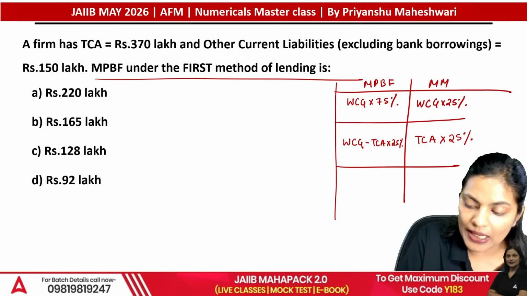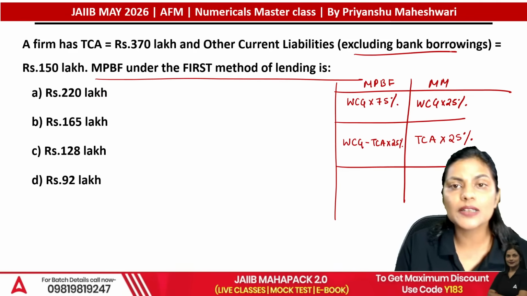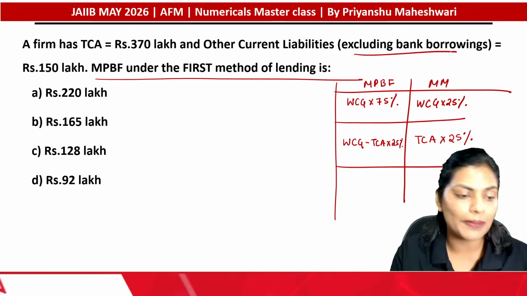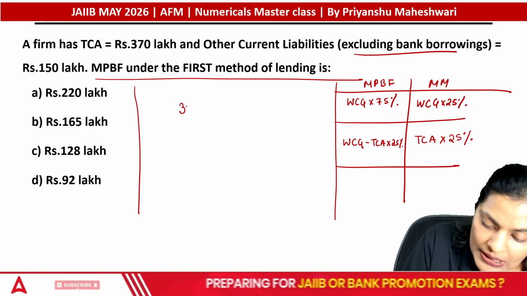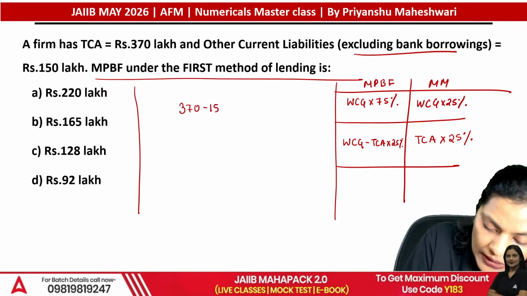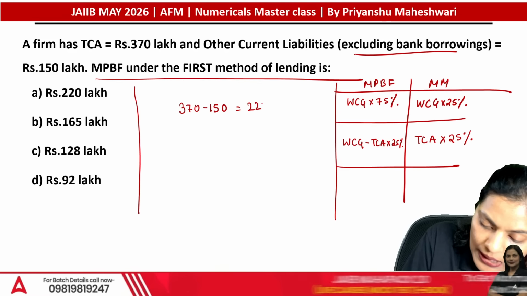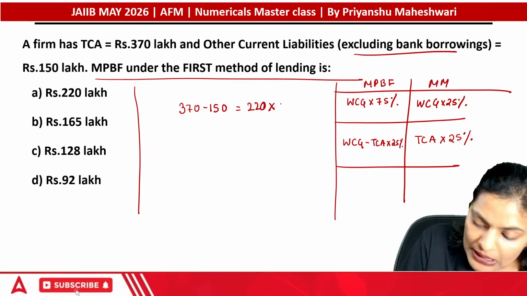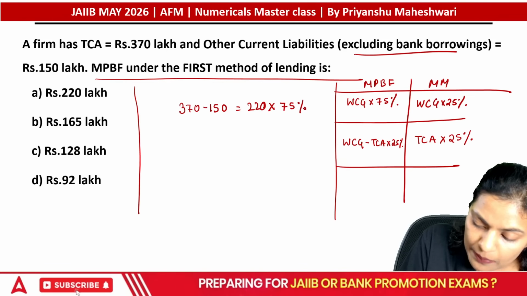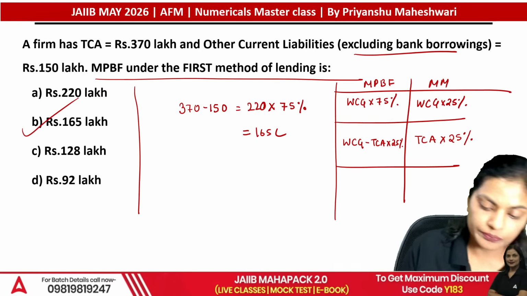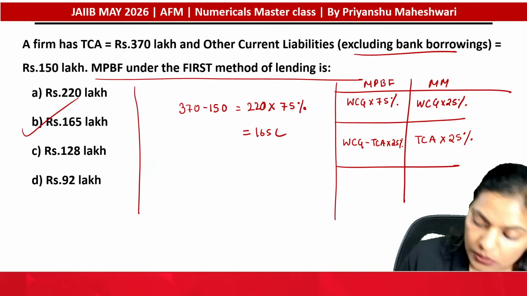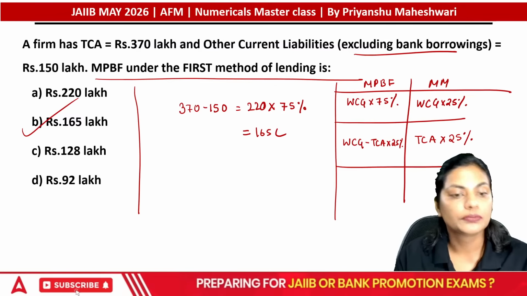Now, what is working capital gap? Current asset minus current liabilities excluding bank borrowing. So, here 370 minus 150 will give me 220 and they are asking me maximum permissible bank finance and multiplied by 75%, that will give me 165 lakh. Now, okay, yes. Correct?